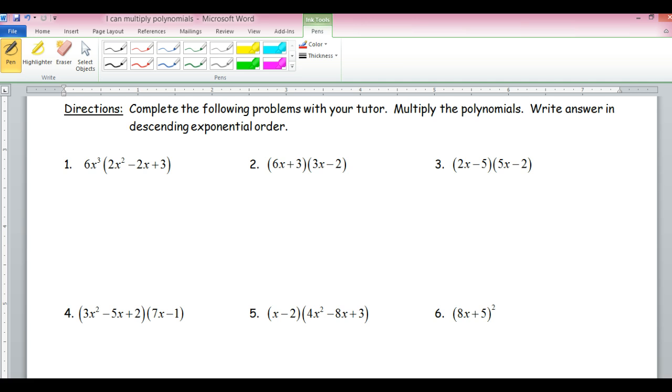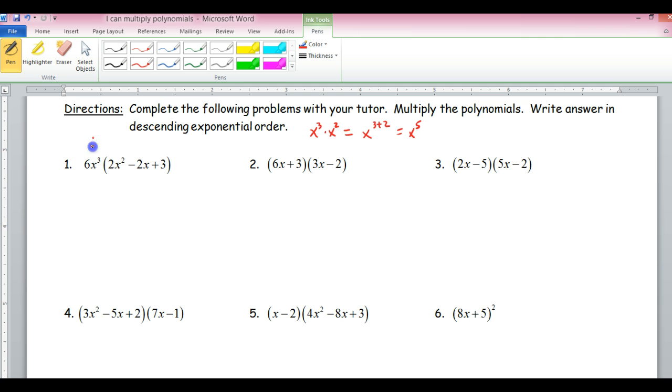A couple of things you have to understand. One, keep track of your signs. Know whether you're multiplying positives or negatives. And two, when you multiply any exponents or variable expressions, you add the exponents. That's a common mistake students make, and we just learned that last chapter.